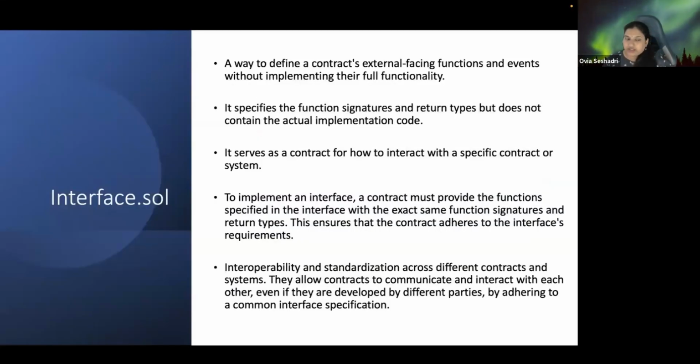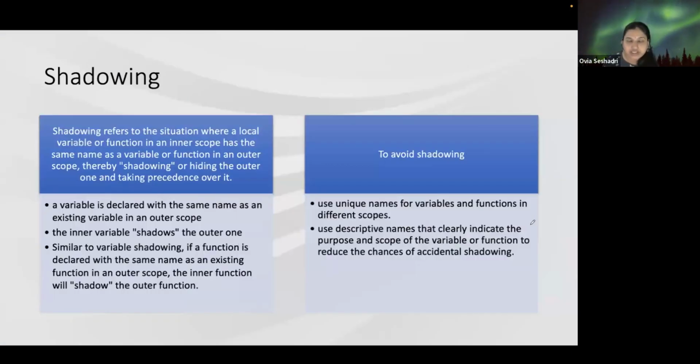Now shadowing, okay, interfaces also. So let's do interfaces, or I'll leave interfaces to the next class because it's a little bit complicated. Let's do shadowing. Shadowing is basically when you have, so we know that variables have different scopes.